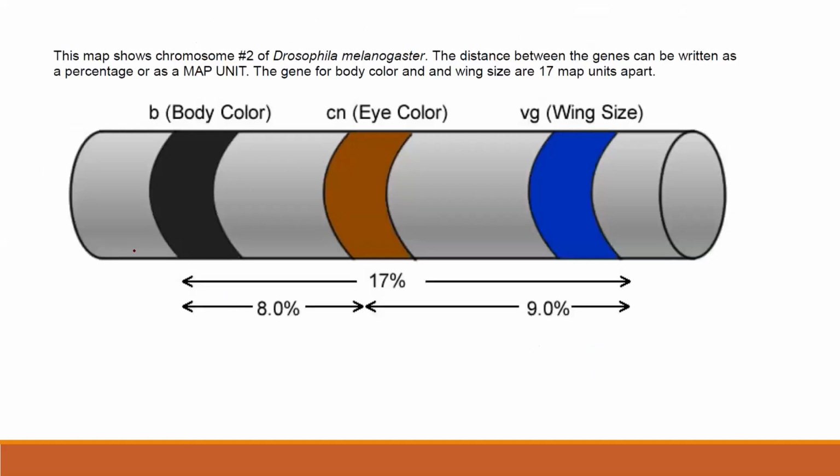Here's another way of showing it then. b and vg is right here. But what happens if I gave you something else, like the distance between body and eye color? Well, if it's 6%, we could put it here, and we could take 17 minus 8, which would tell us that this distance has to be 9, which would be the distance between these two. That's how we're going to map this out.